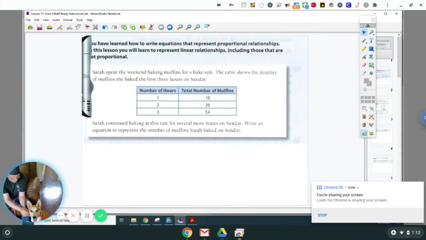So this is going to be linear relationships, introduction of proportional relationships. It's very straightforward. A lot of it is just reading word problems and graphs and writing equations from it. So this is the first problem.